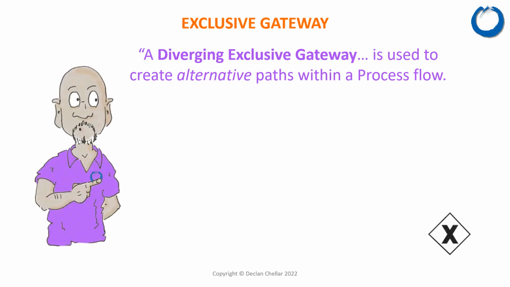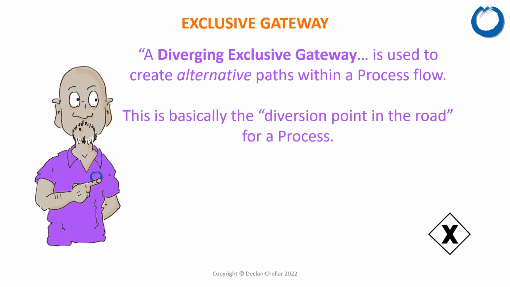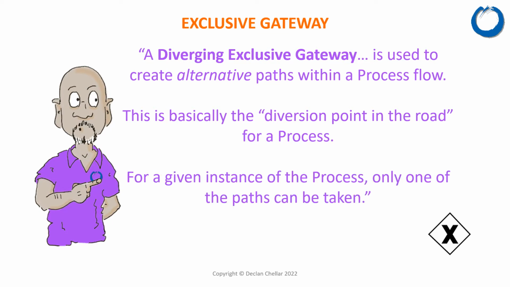Exclusive gateway. A diverging exclusive gateway is used to create alternative paths within a process flow. This is basically the diversion point in the road for a process. For a given instance of the process, only one of the paths can be taken.